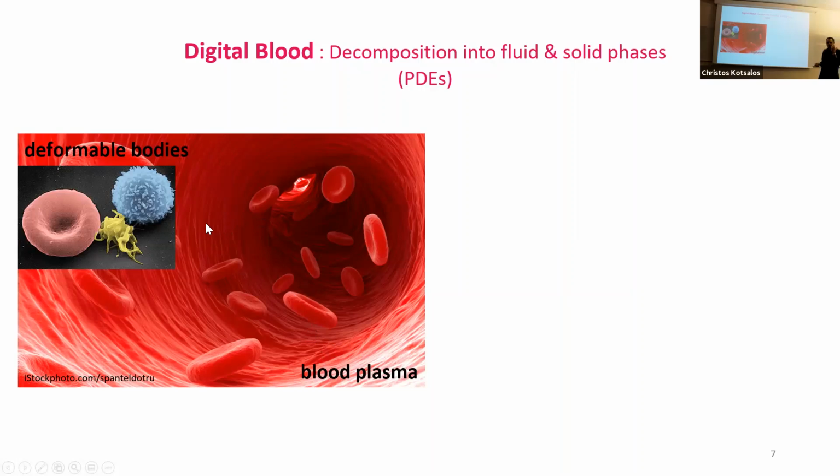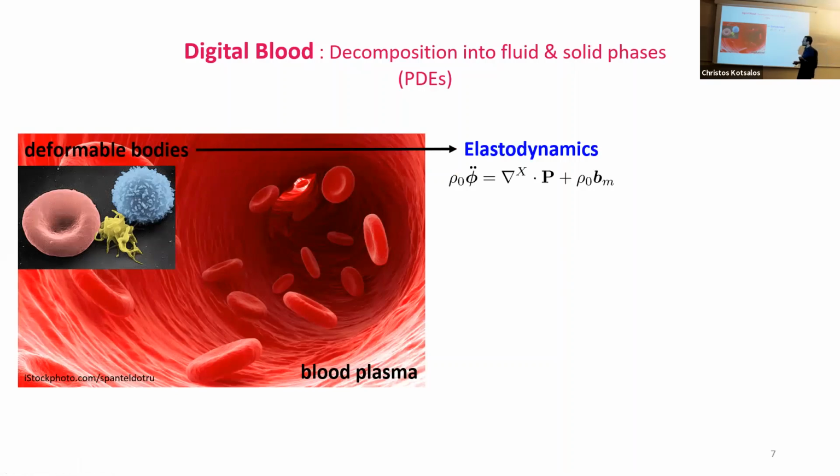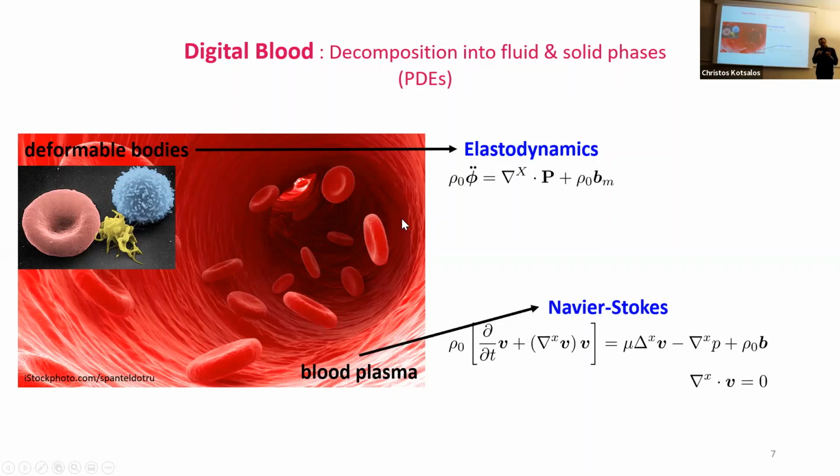To physically resolve the deformable bodies, we can use the elastodynamics equation. If we want to resolve the blood plasma, we need to solve the Navier-Stokes equations. Of course, at some point, we need to couple these two phases. We need to make each phase aware of the other phase. For this, we have the fluid-solid interaction term, which is the last term of the equations. With this term, the fluid can understand the existence of the deformable cells and vice versa.